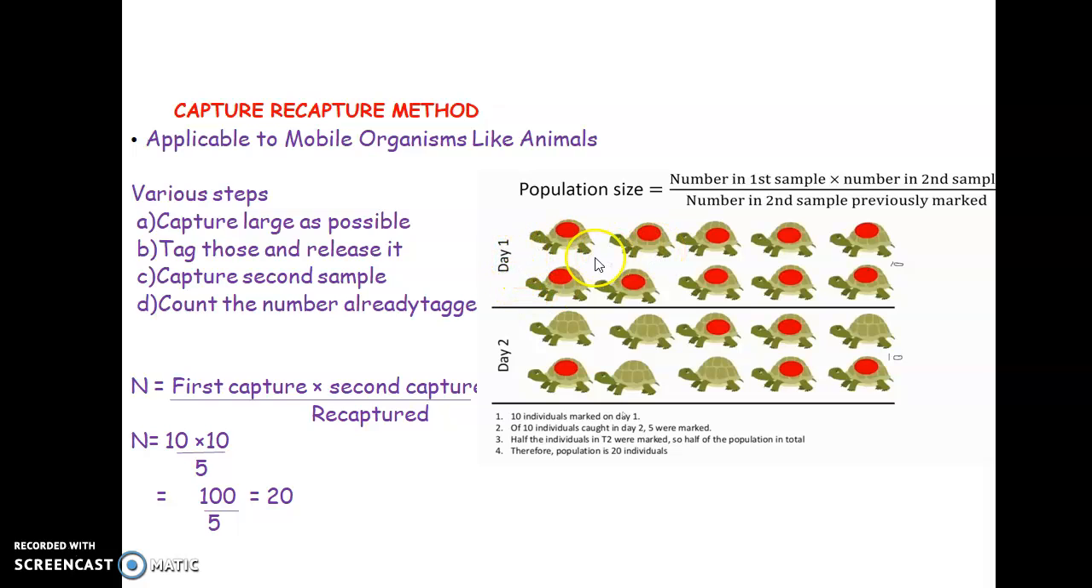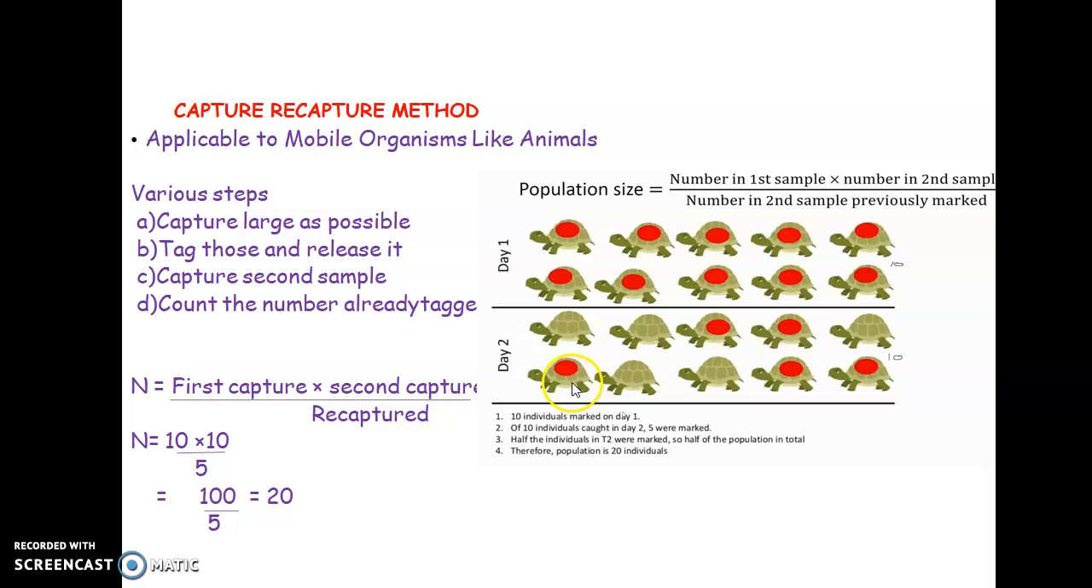Here you can see there are 10 tortoises. On the first day, we are collecting 10 tortoises and we mark them. Okay. These marked individuals are then released into the field. So this is the first step, we are collecting 10 tortoises, and this is the second stage, that is we are tagging them. And this is the third stage, that is we are releasing them into the field. And this is the fourth stage, that is counting the number of already marked ones.